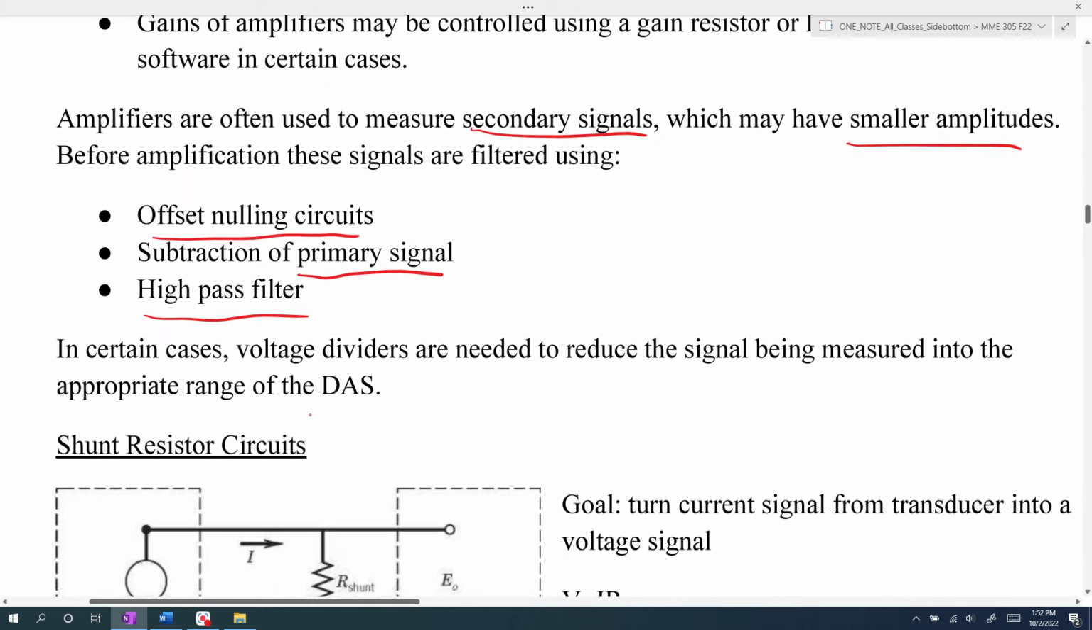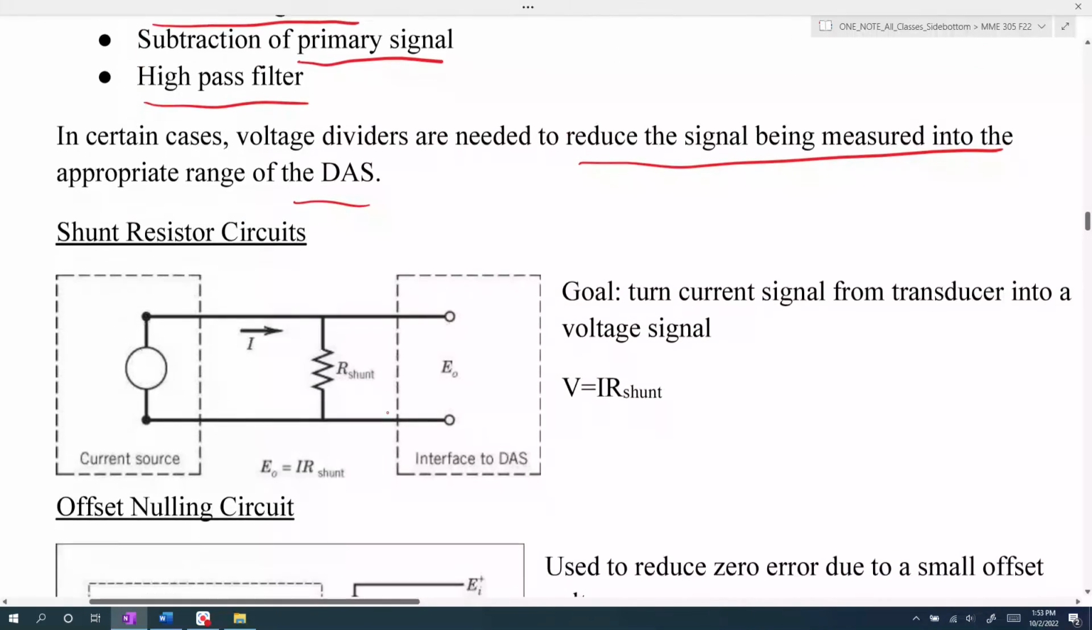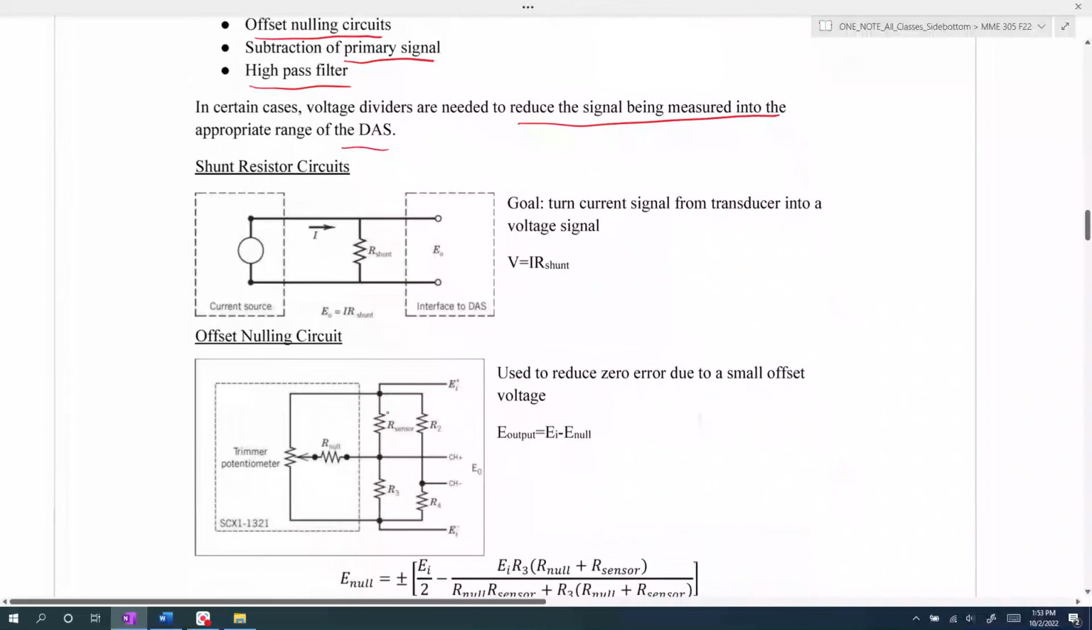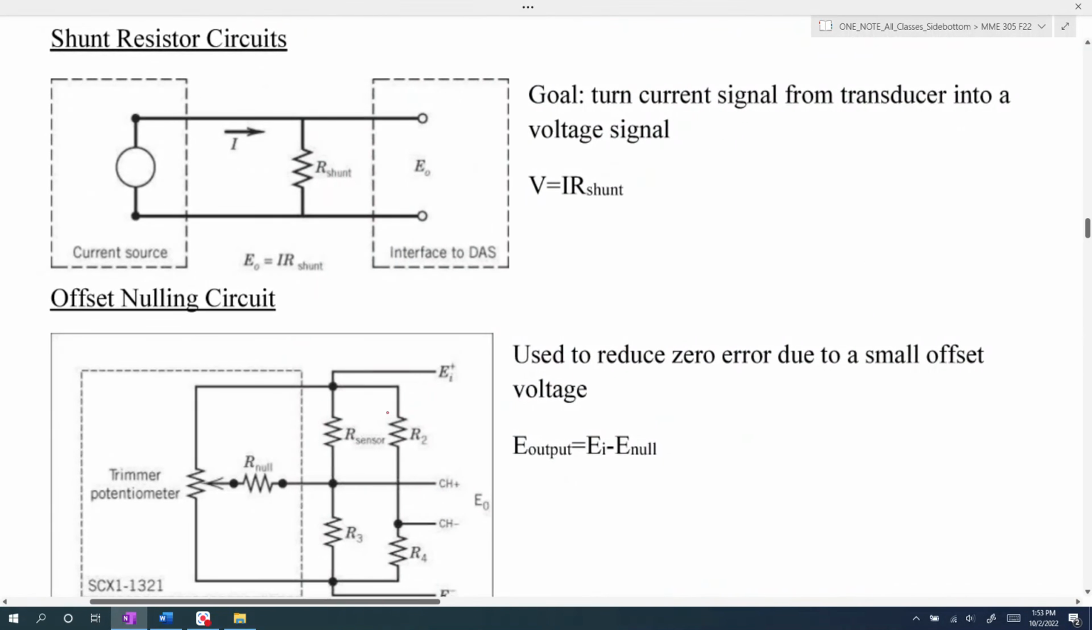There are also some cases where your signal is too high that you're trying to measure, so you can use a voltage divider in that case to reduce the signal into the range of the data acquisition system. Okay, so a few other circuits that sometimes are used: some devices will actually give you a current signal instead of a voltage signal. If you pass that current through a known resistor, you can measure the voltage across that resistor, and you can then determine what the current was coming from the original transducer.